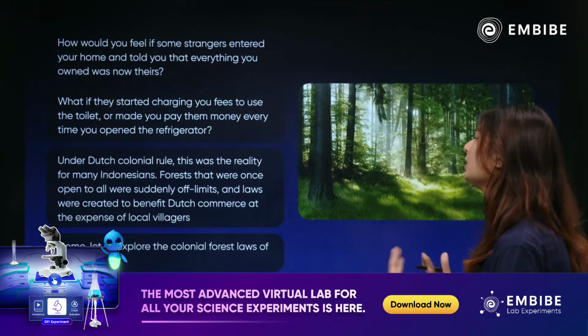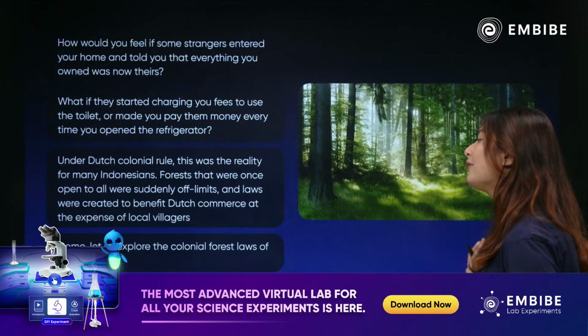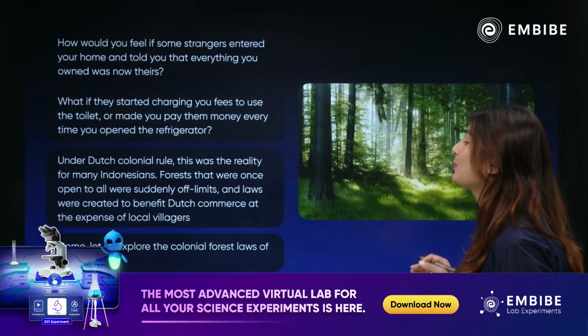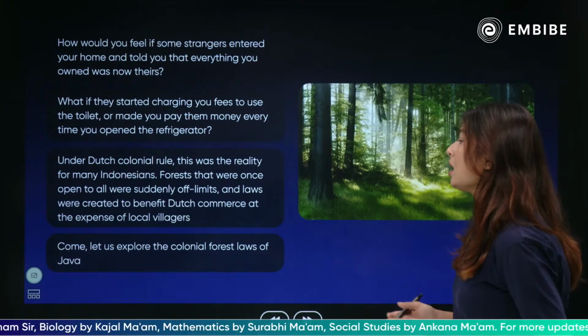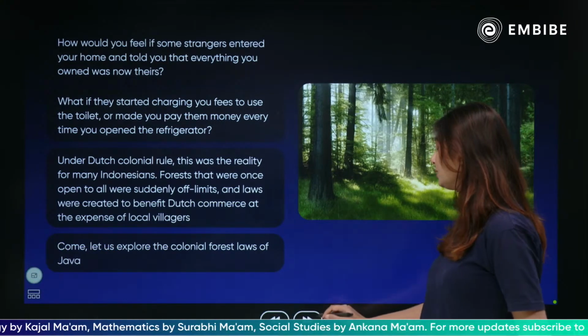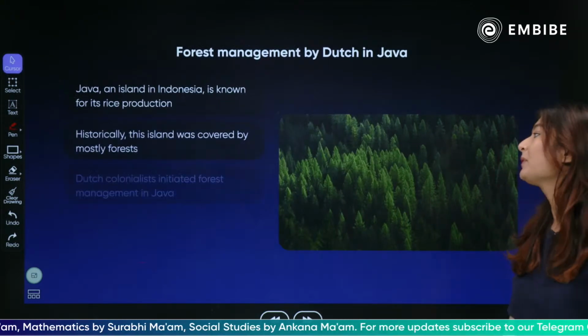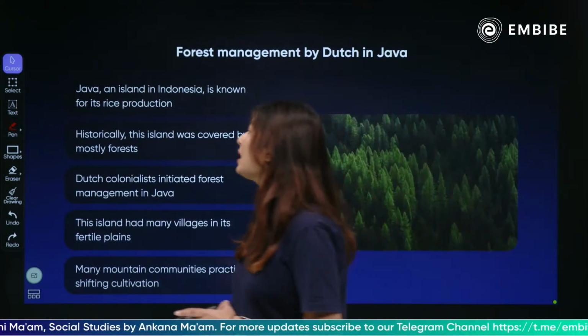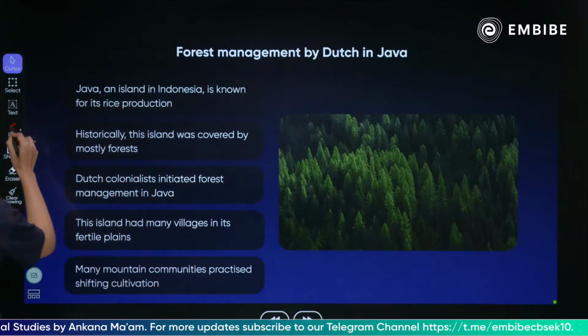Just like India, you will find a similar context, and there were rules and laws created to benefit the Dutch commerce at the expense of local villagers. Come, let us explore what the laws in Java were. ठीक है? तो बच्चे, Java is basically a small island in Indonesia. It is known for its rice production.